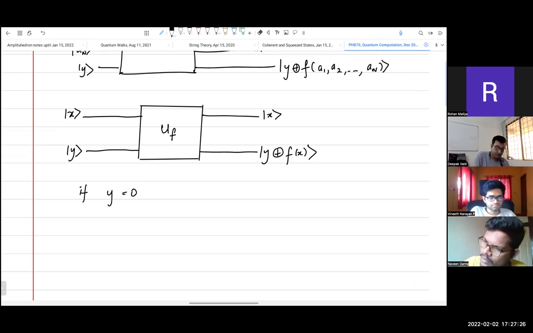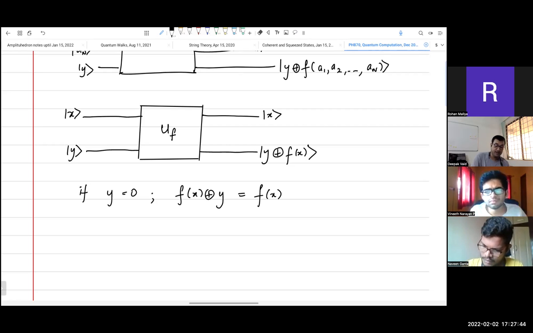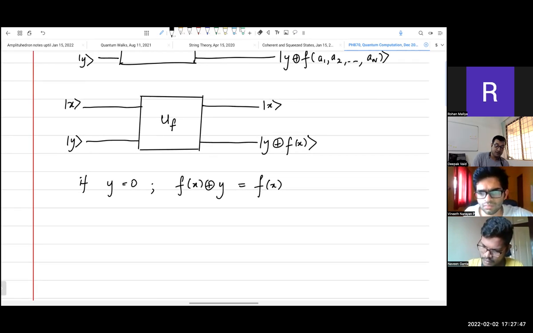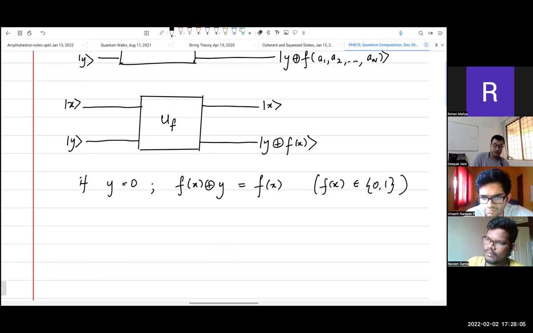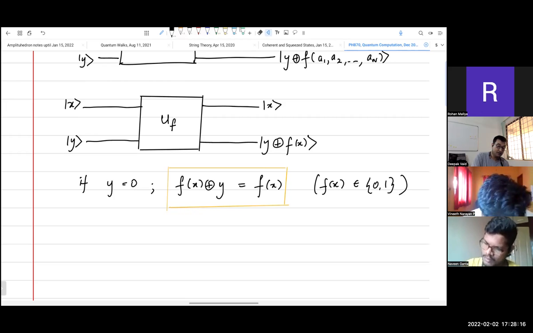So if y is equal to zero, what is f(x) XOR y? You can convince yourself that it's going to be equal to f of x. And remember, f of x is a binary function, so it takes values in 0 and 1. If f of x is 0, then 0 XOR 0 is 0. And if f of x is 1, then 1 XOR 0 is 1. So this is an identity.